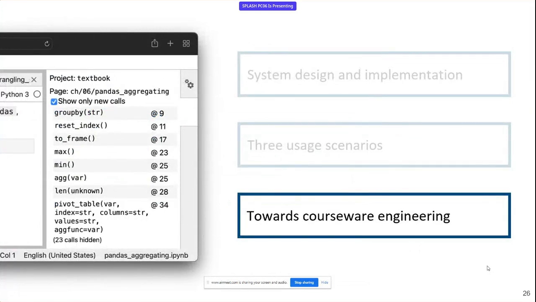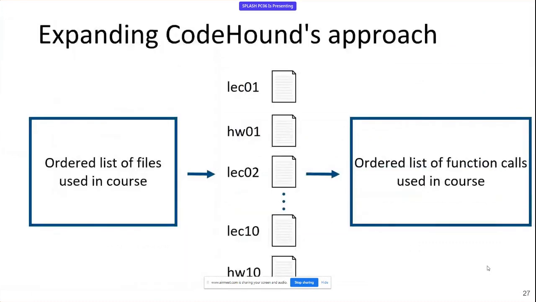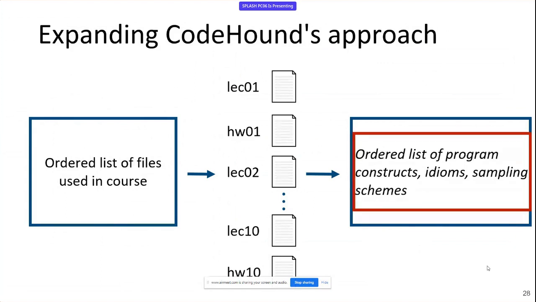So to me, Codehound is an example of a broader vision of tools that I like to call courseware engineering. For example, we can extend Codehound's approach by thinking about how we can amplify the parsing and the analysis that Codehound applies to these files. So right now, the Codehound analysis is relatively simple. It parses out all the function calls used in these lecture materials. But with parsing tools, we can also extract different types of programming constructs. So instead of just function calls, we might also be interested in idioms or sampling schemes, things that involve multiple lines of code instead of just single methods at a time.